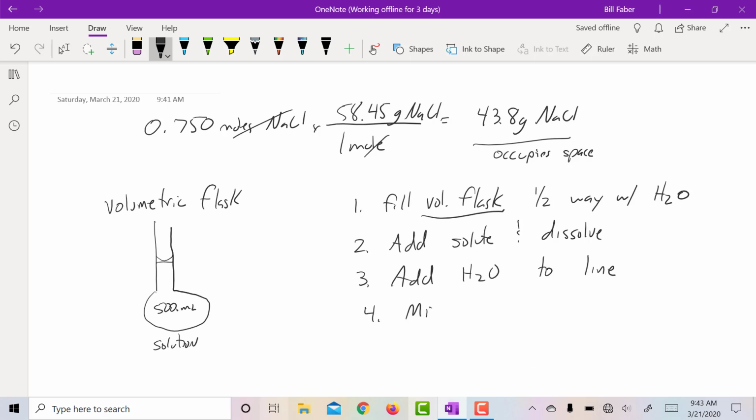And then you mix well again. Some people say you invert it 20 times or whatever. It doesn't matter. It just needs to be mixed well, so you can't see any of those squiggly lines that are in there. But that's how you'd make the solution. So you need 43.8 grams. You'd weigh that out on a balance, and then you dissolve it. Okay?